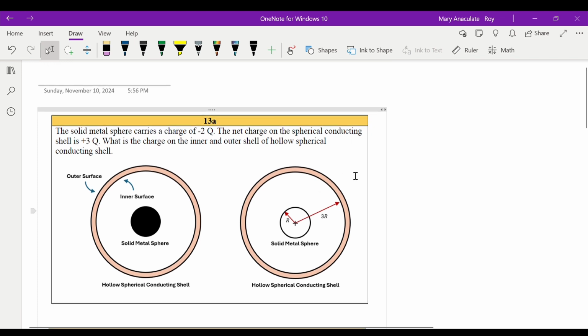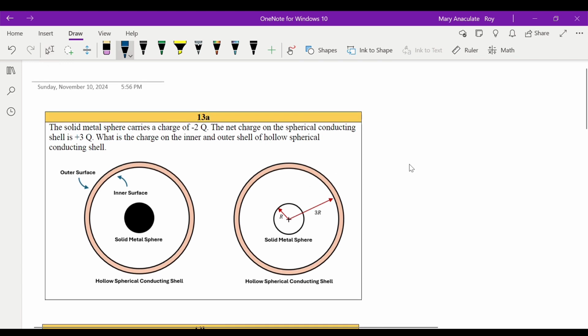Okay, now 13a, you have the solid metal sphere carries a charge of -2q. See, this is a hollow, the peach colored shell. This is a shell.